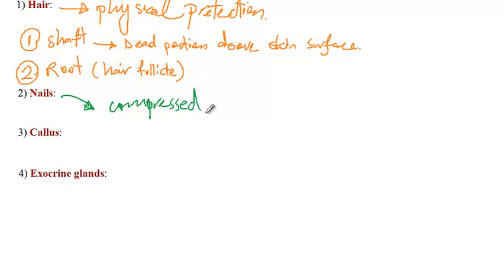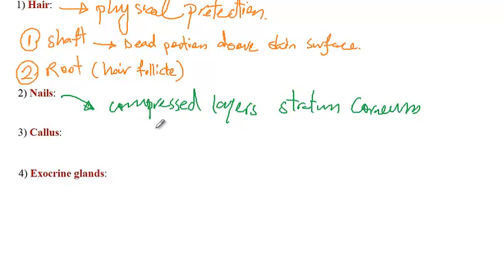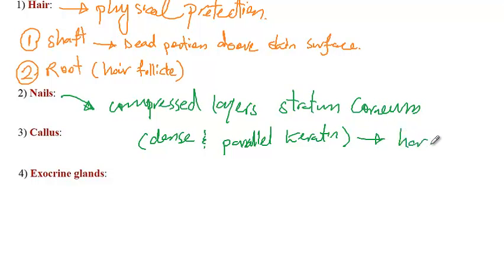And what was the name of the outer epidermis? Remember, Californians like girls in short bikinis. So compressed layers of stratum corneum, which is the outermost layer of the epidermis. And due to the presence of dense and parallel keratin fibrils inside the nails, they have a hard structure.